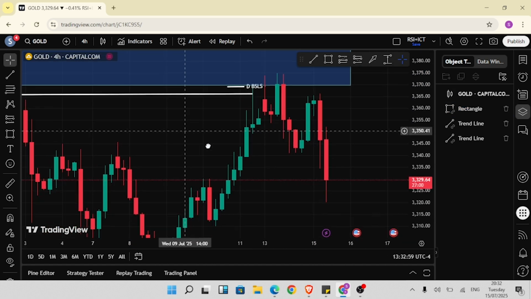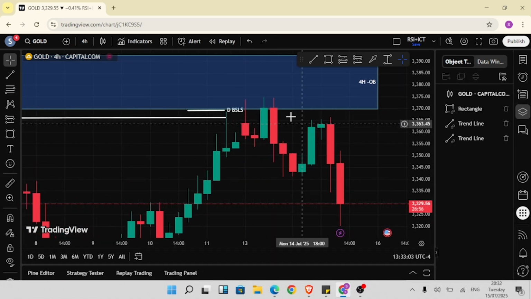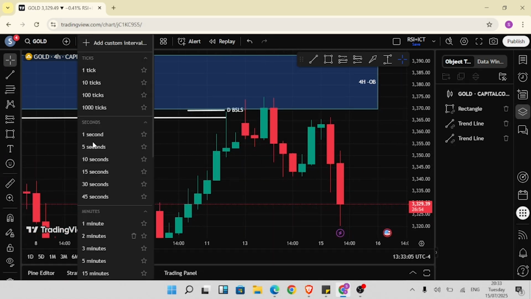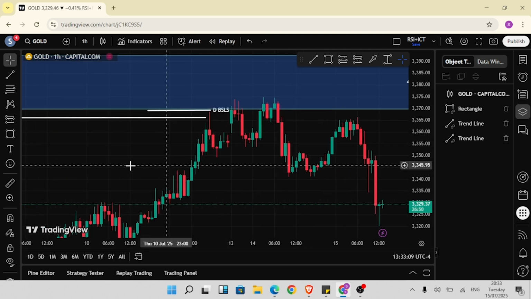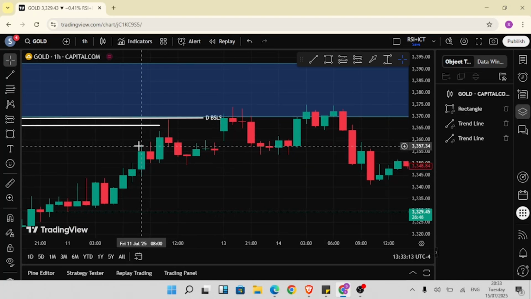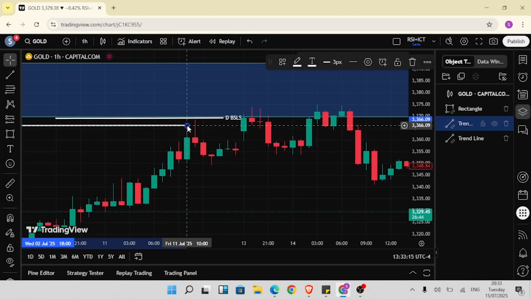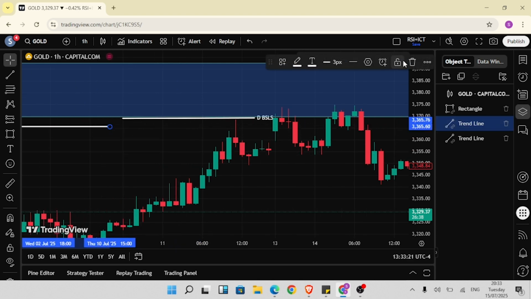So now that we know price is likely to go lower in the 4-hour time frame, we can drop to the 1-hour time frame and see what is happening there. Now, this is the daily buy side liquidity sweep. This is the old high liquidity being swept. Now that is no longer relevant to us. We can get rid of it.